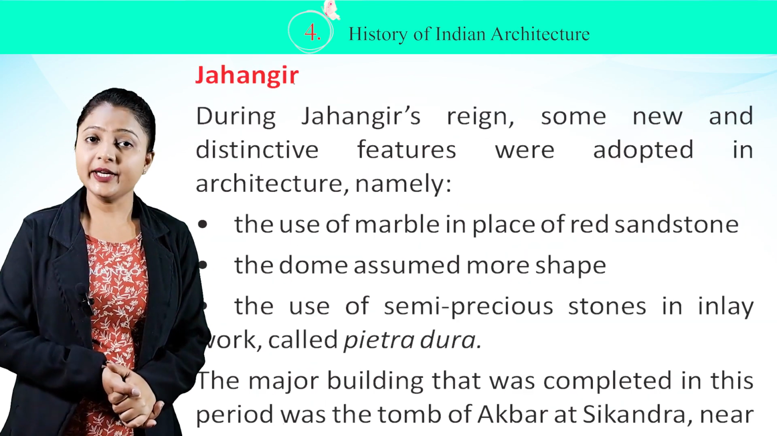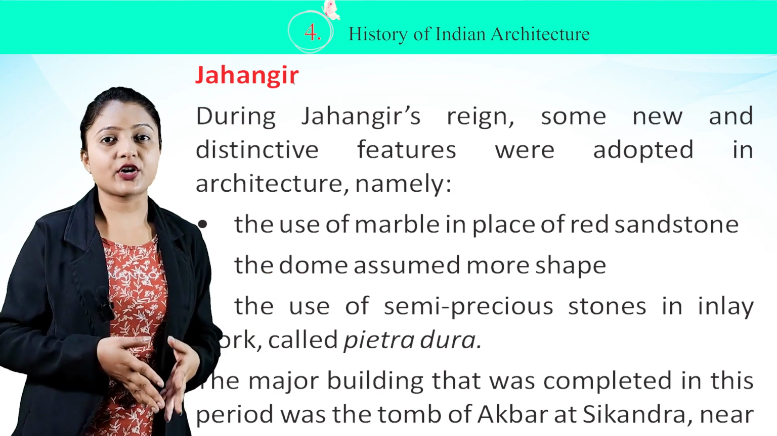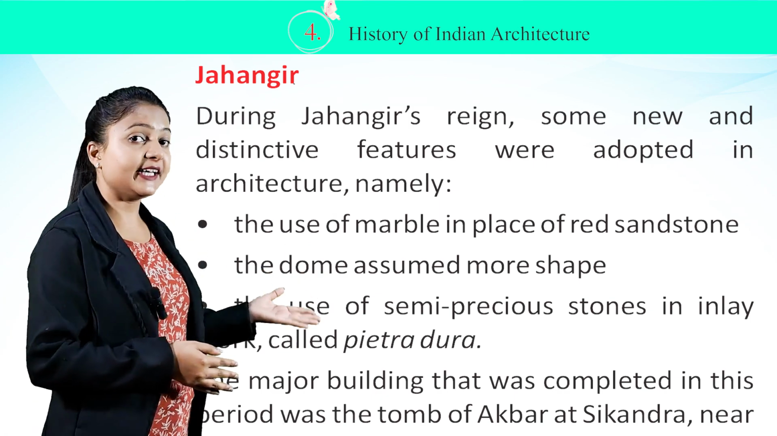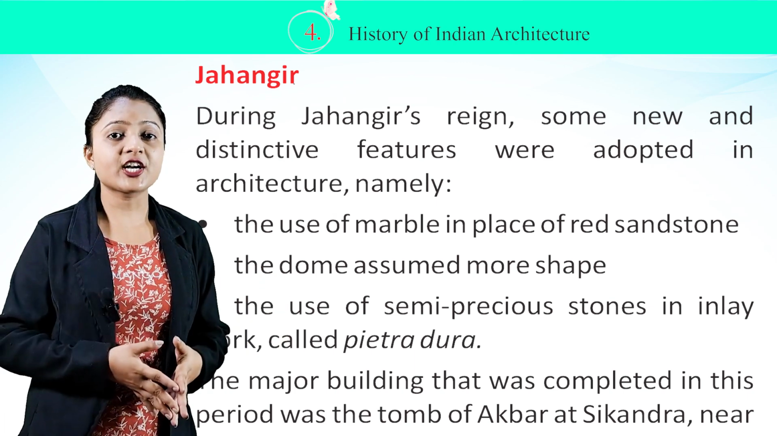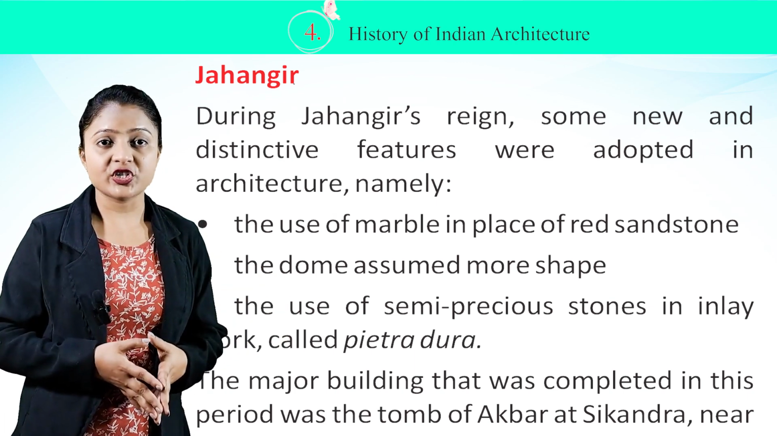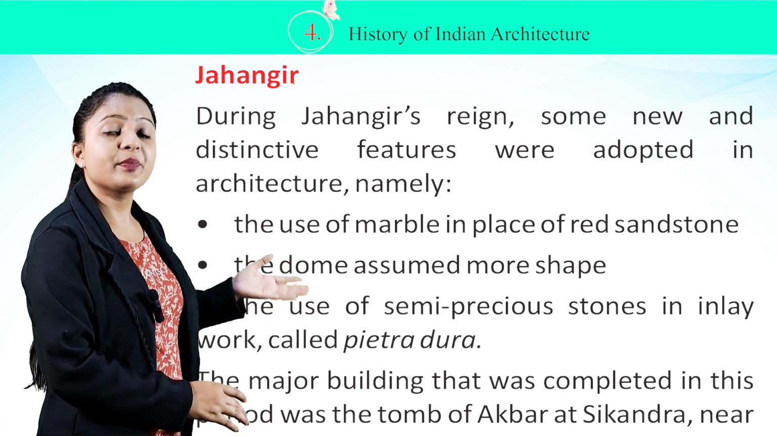Jahangir. During Jahangir's reign, some new and distinctive features were adopted in architecture, namely the use of marble in place of red sandstone, the dome structure. The dome assumed more shape, the use of semi-precious stones in inlay work called pietra dura.